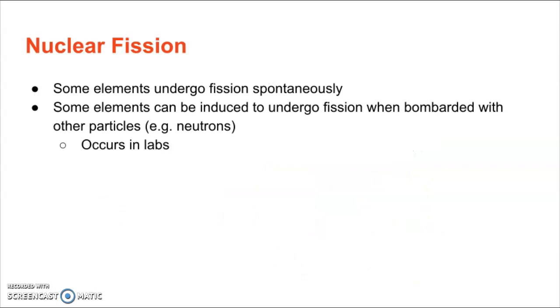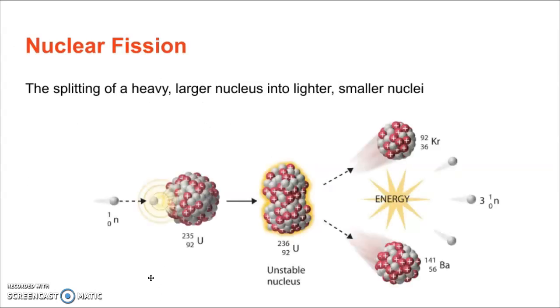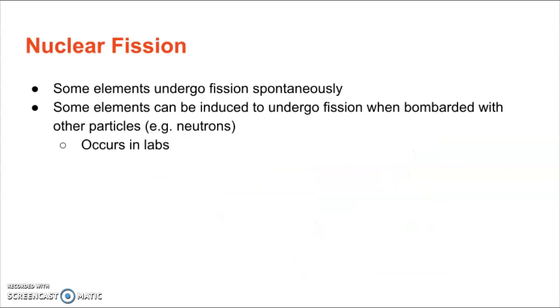Nuclear fission undergoes its change either spontaneously or can be induced, meaning for some elements fission occurs regardless. It's just going to happen. However, sometimes it needs an extra push, and you saw that with this extra push of a neutron that is bombarded, meaning forced with a lot of energy into uranium. And that makes my nuclear reaction occur. Induced fission reactions only occur in labs. We only do them in scientific labs.